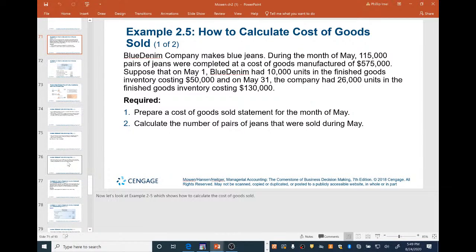So, another example of how to calculate cost of goods sold. Once again, back on Blue Denim Company, they make blue jeans. During the month of May, 115,000 pairs of jeans were completed at a cost of goods manufactured of $575,000. Suppose that on May 1st, Blue Denim had 10,000 units in the finished goods inventory, which cost them $50,000. And on May 31st, the company had 26,000 units in the finished goods inventory, costing $130,000. Prepare a cost of goods sold statement for the month of May. Can you all do that, based upon this data?